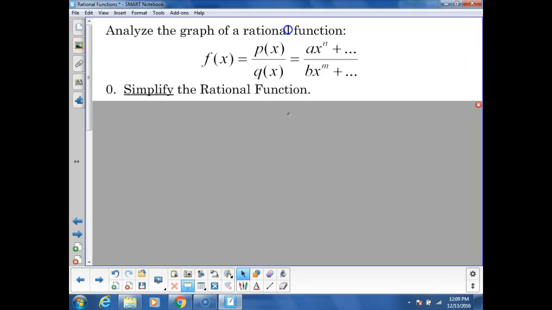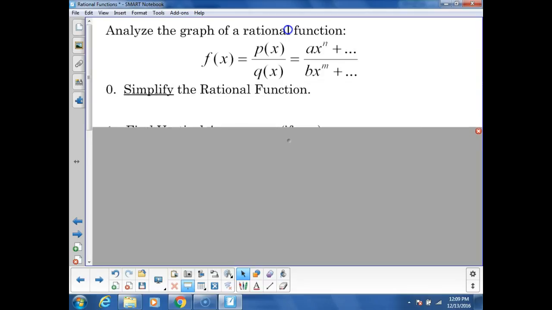So, step 0 is simplify the rational function.